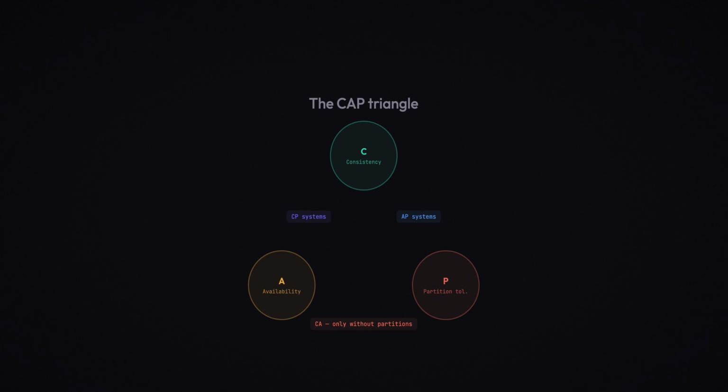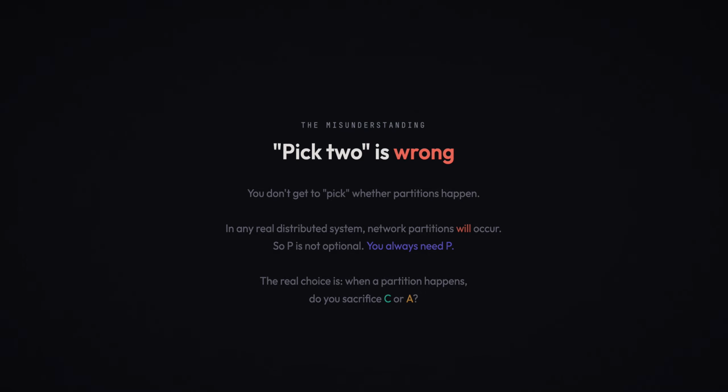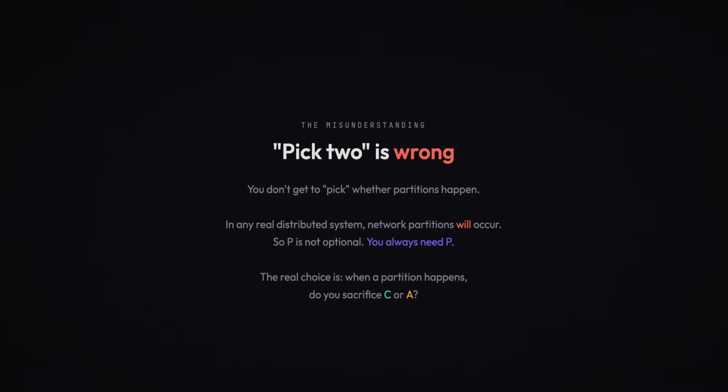Pick 2 is wrong because it implies you have a free choice among three equal options. You don't. You don't get to pick whether partitions happen. Partitions are a fact of nature in distributed systems. Networks fail. It's not a feature you can opt out of. So P is not optional.